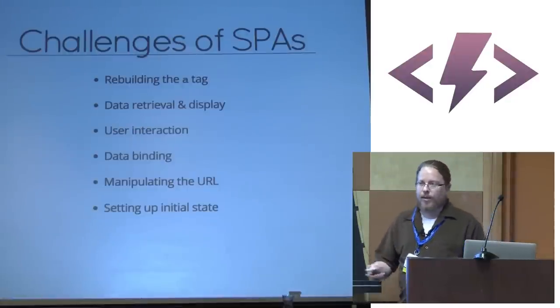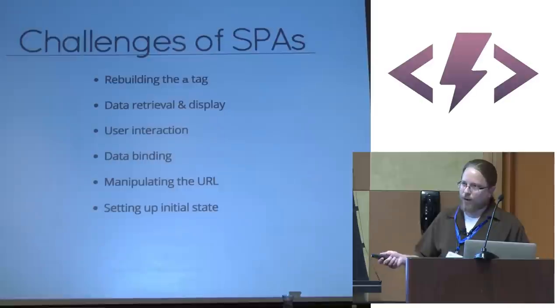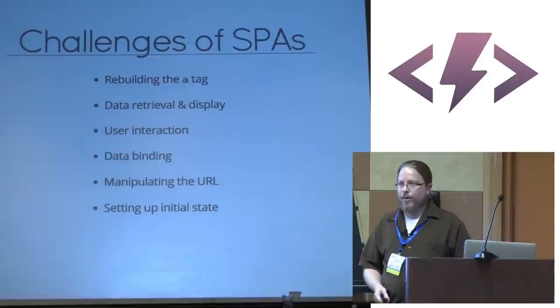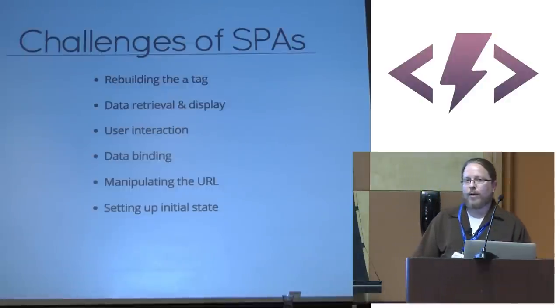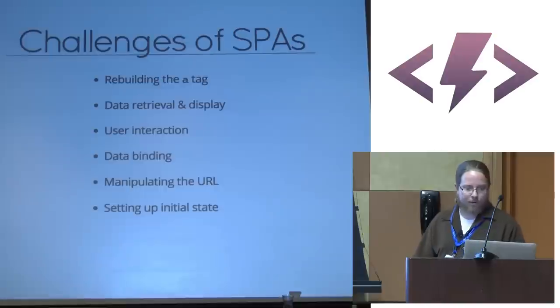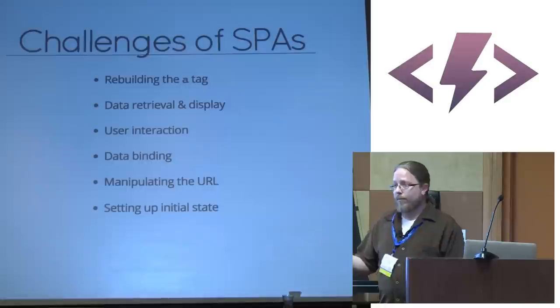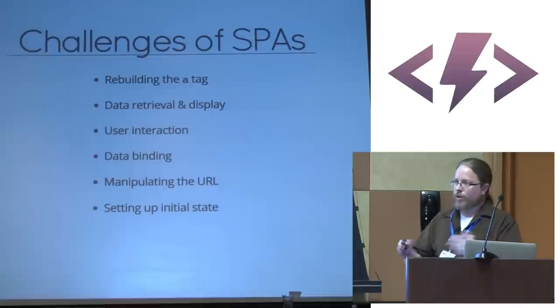And if you're not manipulating the URL as people step through your application, you don't have a good way to do that. And then you're going to start diving into the push state API for browsers, and that gets to be no fun real quick. And closely related to that is the setting up of initial state. When somebody does link in somewhere deep within your app, how does your app know which code to fire in order to set up that initial view?